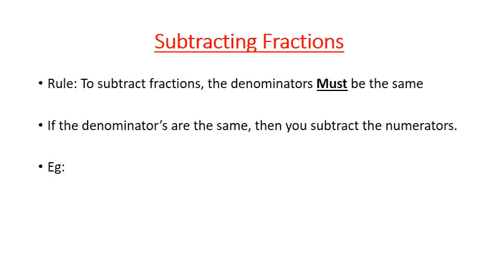To subtract fractions, the denominators must be the same. If they are the same, you can just go ahead and subtract the numerators. As an example, let's say we have 4/5 and we want to take away 2/5. We can take away straight away just the numerators because the denominators are actually the same. Now remember, the denominator stays the same throughout the whole thing. Don't take the denominators away, we just take away the numerators. So 4 take 2 gives us 2.